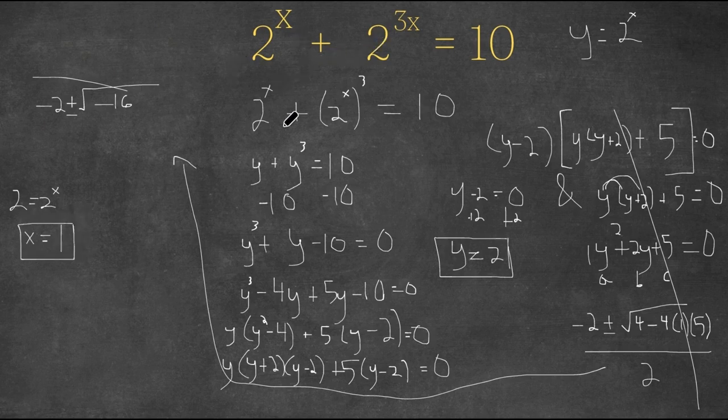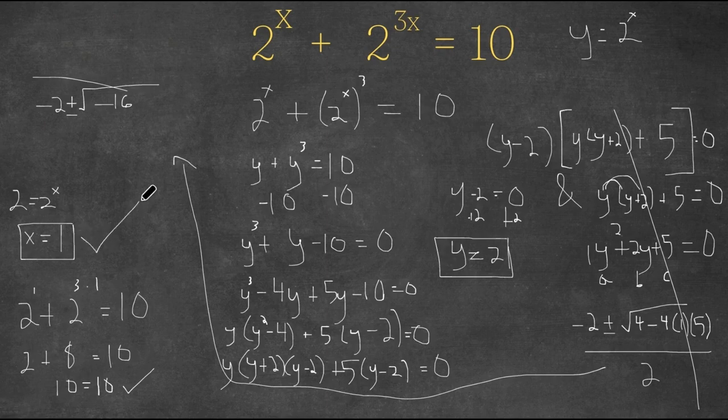Now, why don't we check our solution in this equation? So if we plug in 1 for x, we get 2 to the power of 1 plus 2 to the power of 3 times 1 equals 10. 2 to the power of 1 is 2, plus 2 to the power of 3 times 1 is the same thing as 2 to the power of 3, which is 8. This equals 10, and 2 plus 8 does indeed equal 10. So 10 equals 10, and this is right. So our solution here, x equals 1, is right.